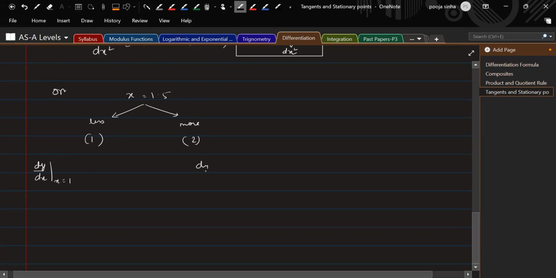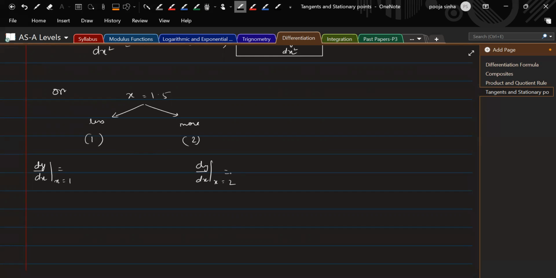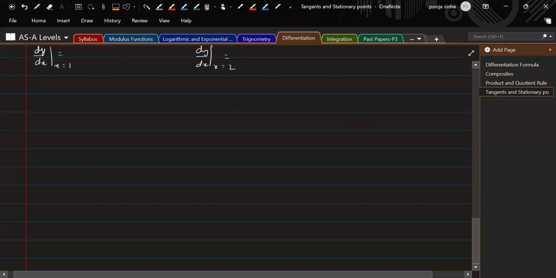And here you do dy/dx at x equals 2. When you do that, what is the final answer? Based on that, you will get the answer. Okay? Clear? Yeah. Next.